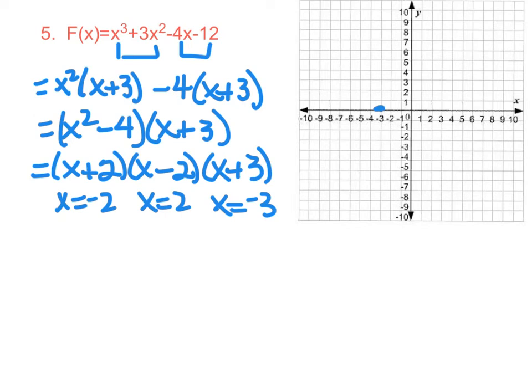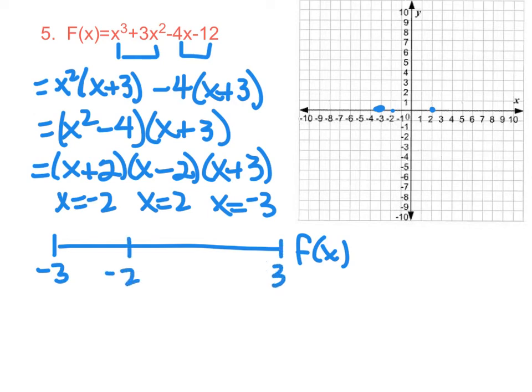So we plot negative 3. We plot, oops, that's really close, negative 2, I'll make it really tiny. And I'm going to plot positive 2. There we go. All right, so I'm going to do my sign chart now. So I'm going to do my sign chart for the function. And I've got negative 3, I've got negative 2, and I've got positive 3.